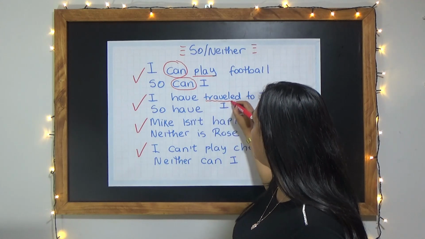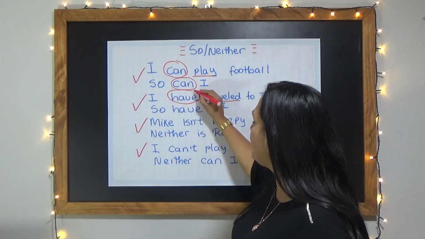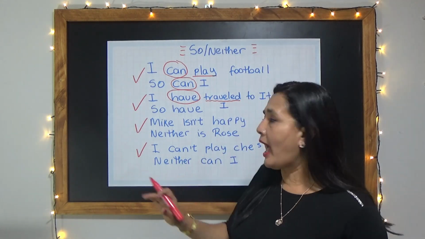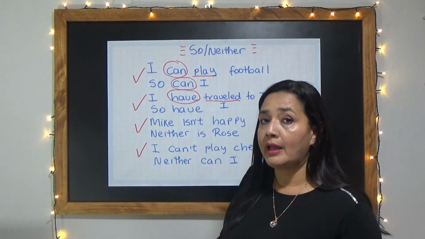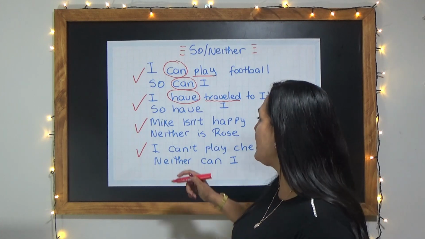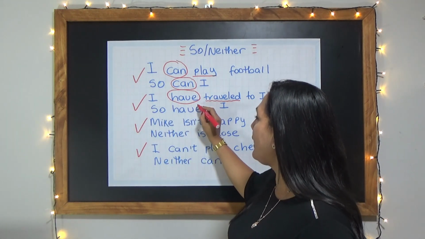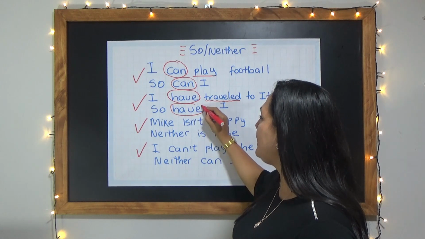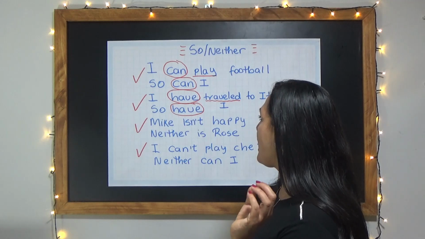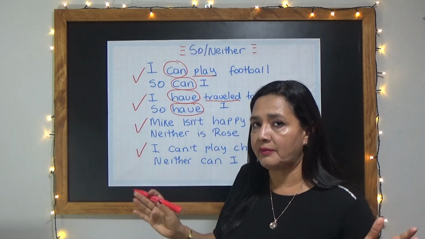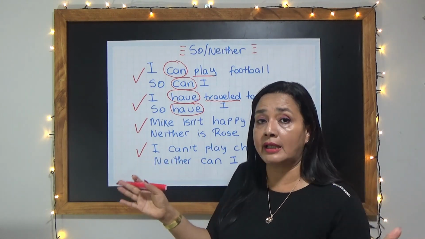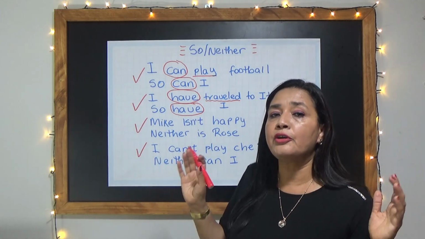Let's see other helping verbs, for example in the present perfect, have traveled. Traveled is the verb and have is the helping verb, right? This is the present perfect. I have traveled to Italy. If you have also traveled to Italy and you want to say that, you can say, so have I. I have eaten spaghetti, so have I. It goes also with the negative. I have never been to Brazil. You can say, neither have I.